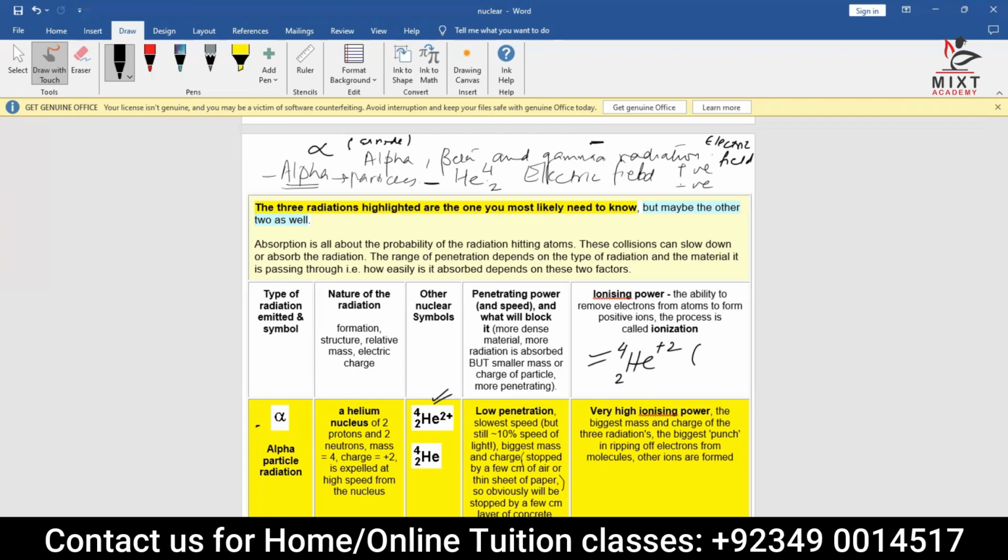Now the next is ionizing power. What exactly is called ionizing power? It means the power of making an atom ionized. Ionized means making an atom an ion. How can you do that? You can take or remove the electrons of an atom. That property is called ionizing power. I want you to put a heading at this point: what is ionizing power? The ability to remove electrons from an atom to form positive ions; the process is called ionization. Just write this definition for ionization here.